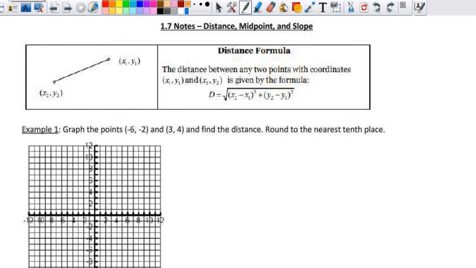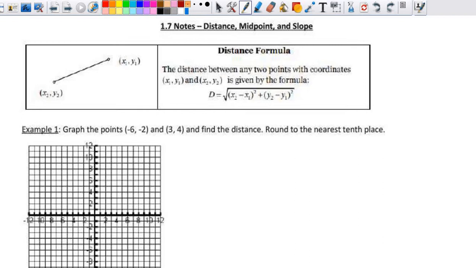All right, now we have 1.7, which is our distance, midpoint, and slope formulas. These three formulas you will need to memorize for the whole year. Don't worry, we'll make it easy for you. We'll do them a lot, we'll write them a lot, but let's go ahead and get started introducing these.